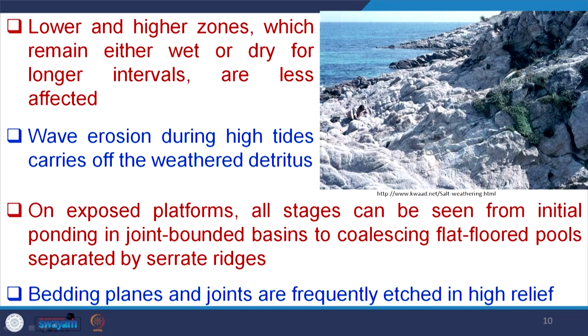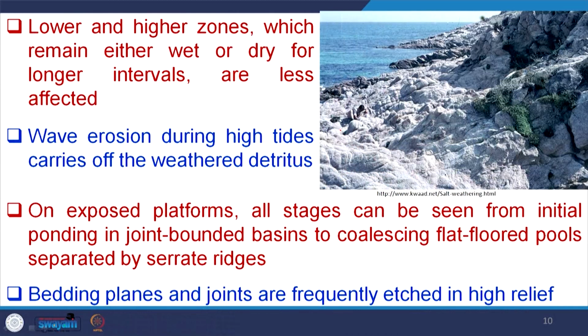Then some salient features about this: lower and higher zones which remain either wet or dry for long intervals are less affected here. So, that means the intermediate zones are more affected. The lower zones which are under permanent water cover will be less affected. The higher zones, which are permanently above the water zones, remain unaffected or relatively more stable. However, the intertidal zones are mostly affected by this type of weathering activity.